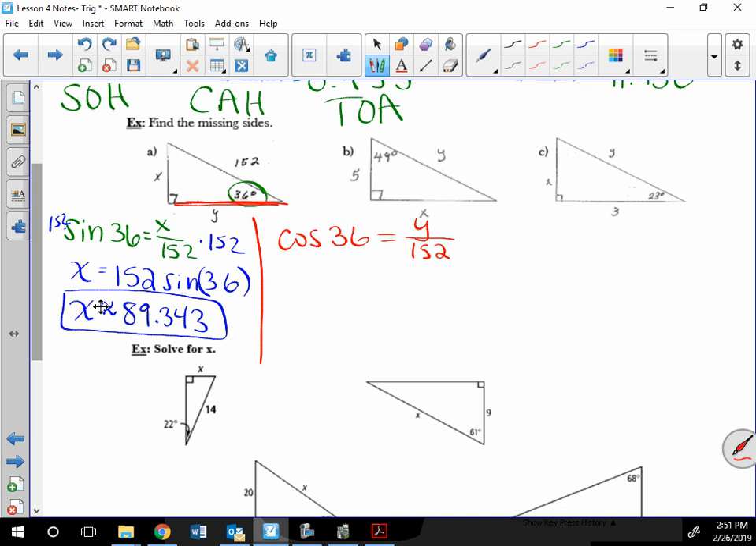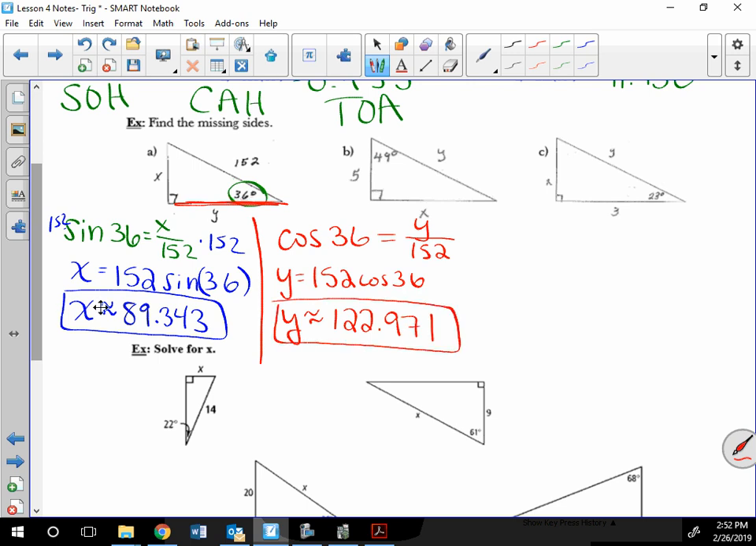Alright, and again, I'm going to multiply both sides by 152. So y equals 152 cosine of 36. Got to punch that into your calculator. What do we get? Is it more or less than 200? 122.971. We rounded it. You don't need to write this intermediate step here. If that's helpful for you, great.